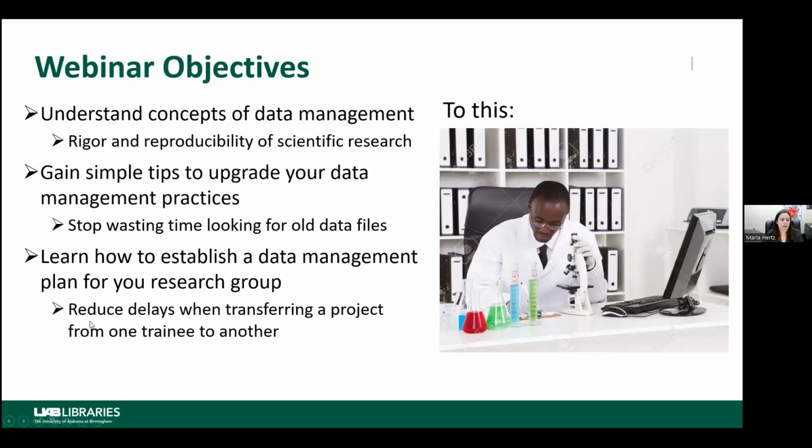And then also to bring it all together and establish a data management plan for your lab or for each project to help with cohesion and really reducing delays when transferring a project from one person to another.